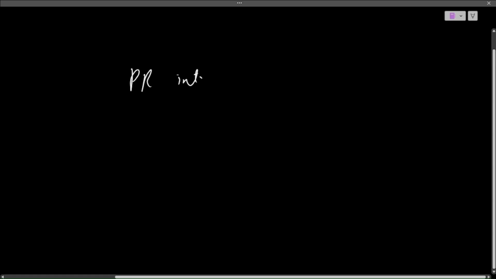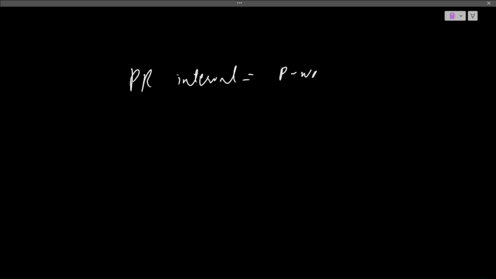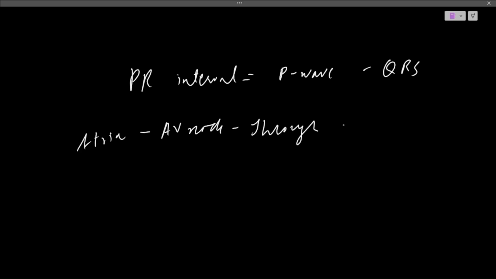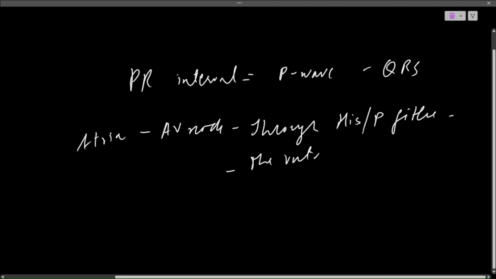Firstly, the PR interval. PR interval is measured from the beginning of the P wave to the beginning of the QRS complex. It represents the flow of the electrical impulse from atria through the AV node, through the His and Purkinje fibers, and the ventricular myocardium.